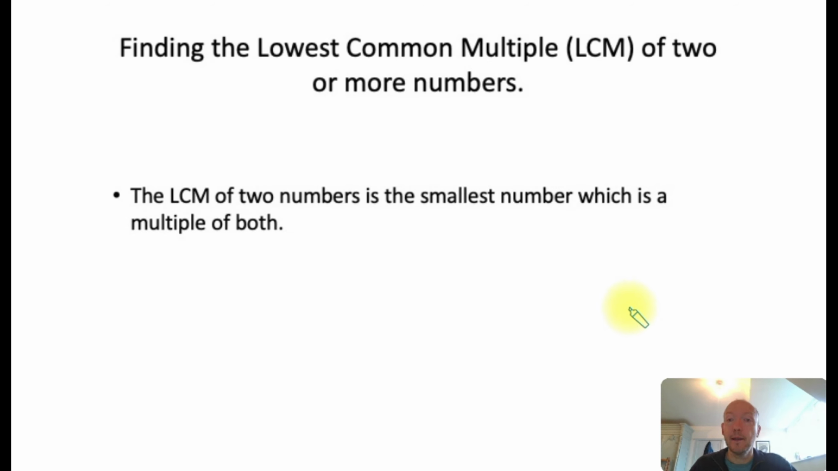Right, another thing. This is called finding the lowest common multiple, or the LCM, of 2 or more numbers. And as it says here, the lowest common multiple of 2 numbers is the smallest number which is a multiple of both. Let's look at an example.